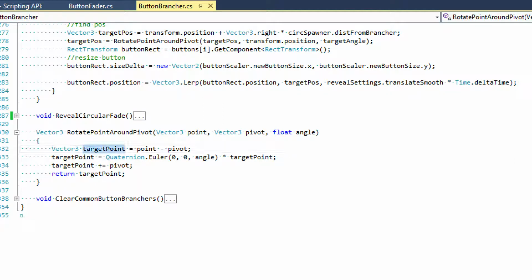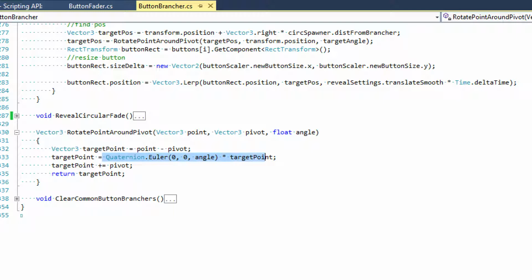We create a target point, which we're going to be returning. We initialize it to point minus pivot. Now, remember, pivot is the center of our circle, and point is that initial position to the right of our center. Now, we say point minus pivot to make sure that we're constraining our target point within the circle at the maximum distance away from the center of the circle.